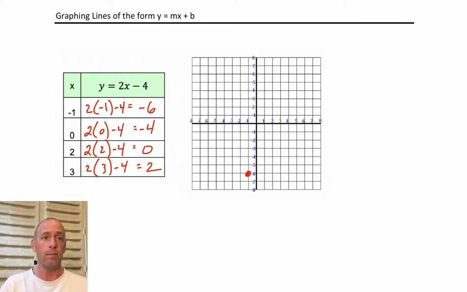If I do everything right, all 4 of these points should fall on a nice straight line. So if I plot them, negative 1, negative 6, 0, negative 4, 2, 0, and 3, 2. And as you can see, everything falls on a nice straight line. I can connect my dots. That is the line y equals 2x minus 4.